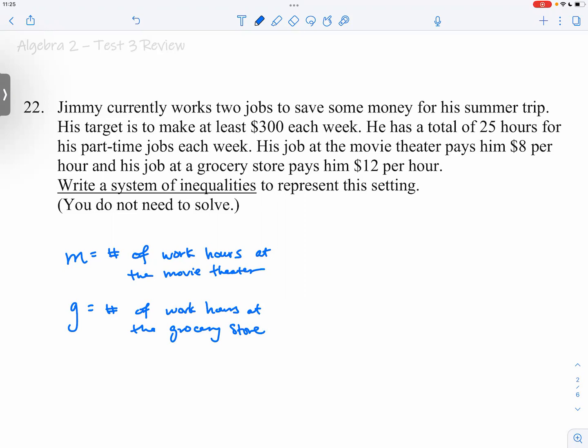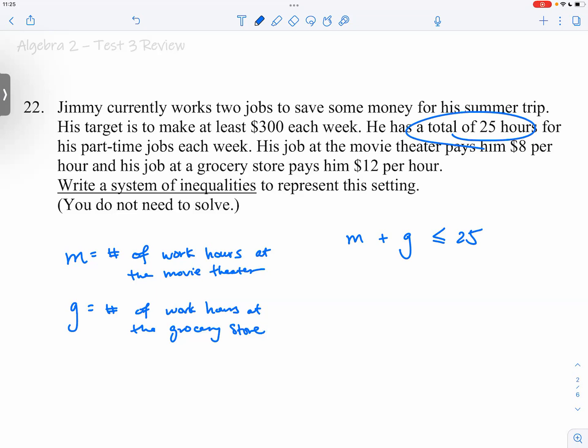So what do you have here? We have the hours. These 2 amounts of working hours must add together, and it cannot be more than 25, because he has only up to 25 hours.